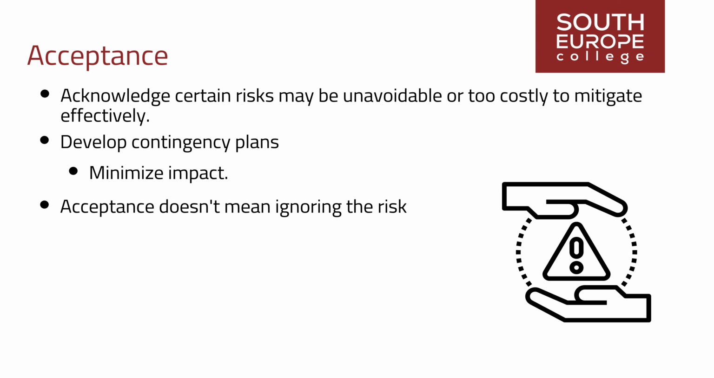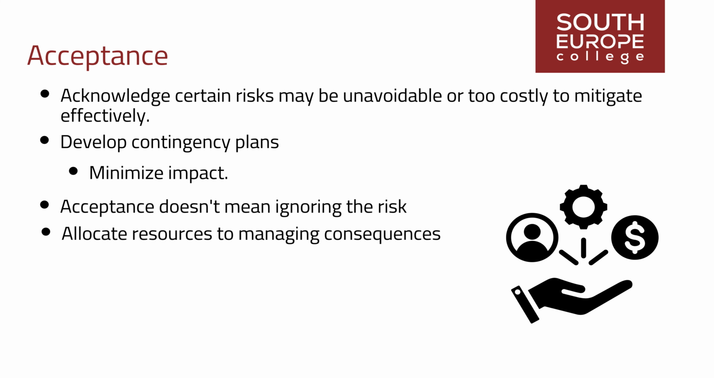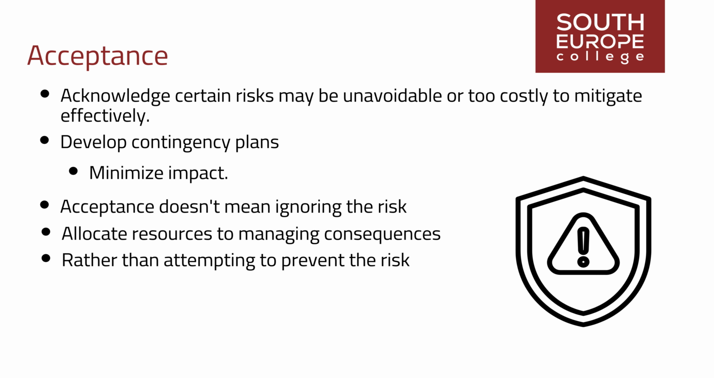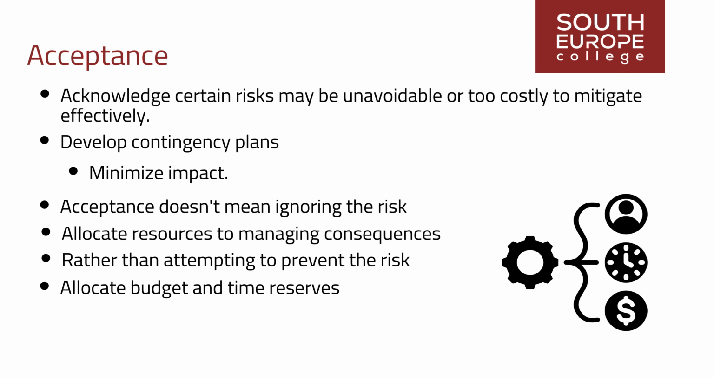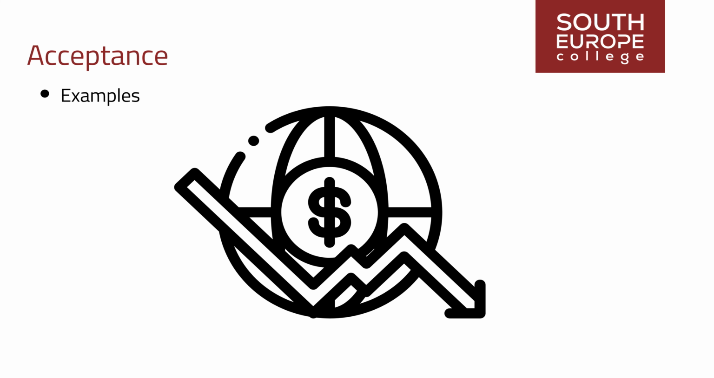Rather, it involves a conscious decision to allocate resources towards managing the consequences rather than attempting to prevent the risk altogether. For example, if there's a risk of regulatory changes impacting project requirements, the team might accept this risk and allocate budget and time reserves to accommodate potential changes. Examples of acceptance could be: Example 1.